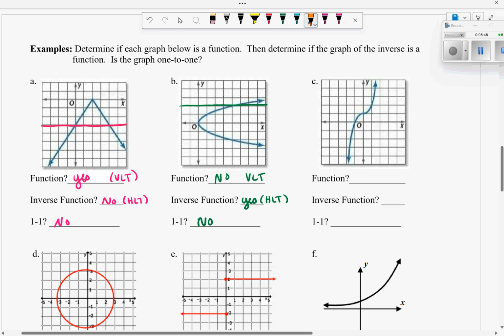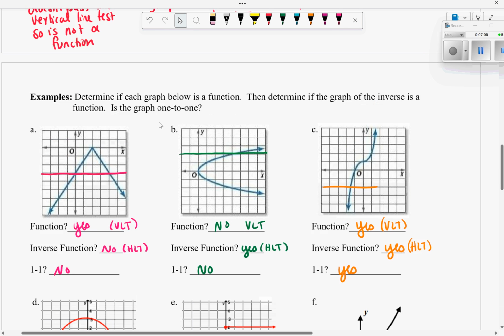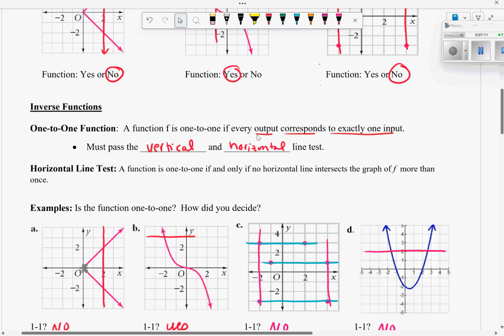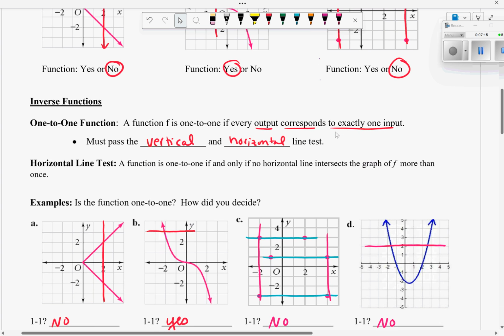For the next one, this is a function. It passes the vertical line test. The inverse passes the horizontal line test, so that means the inverse would be a function. And so for one-to-one, a function has to pass both. So therefore, is this a one-to-one function? Yes. And so remember that a function is one-to-one if every output corresponds to exactly one input.